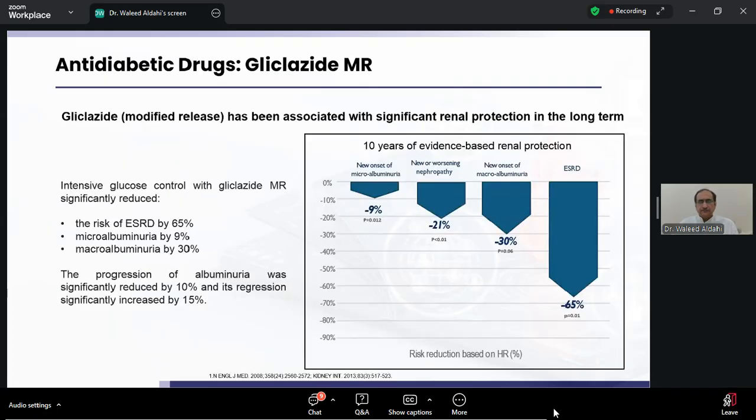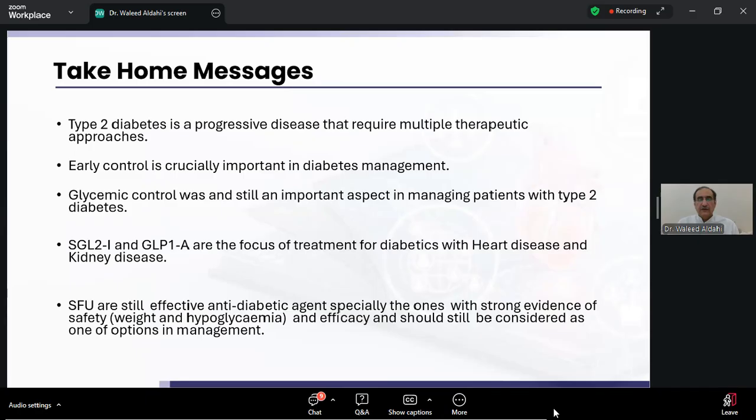Again, the effect on CKD, and this is the major result from the Advance trial: new onset of microalbuminuria, new or worsening nephropathy, and end-stage renal disease. They all reduced by a significant percentage. You can see the risk of end-stage renal disease reduced by 65%. But remember, these are patients who received very early control of their diabetes using sulfonylurea. So early control is the focus of the prevention.